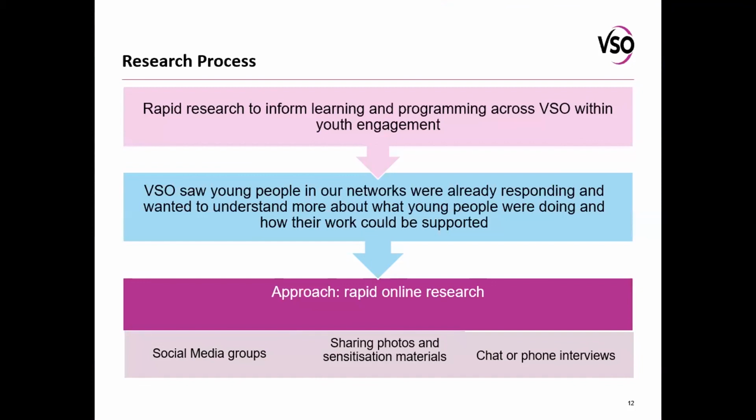The research process followed a rapid research approach because it was done at the earliest stage of the pandemic, when restrictions were the highest, and further engagement was not able to take place. We conducted the research because we saw that young people in our networks were already responding, and we wanted to understand more about the factors behind their quick action in pivoting towards the external context and the needs of their communities. So we followed a rapid online research approach. We collected data through social media groups, and sensitization materials were shared, and in some cases we did chat or phone interviews. We sampled a few countries to take more qualitative and in-depth data to represent our youth networks across the several countries we work with.